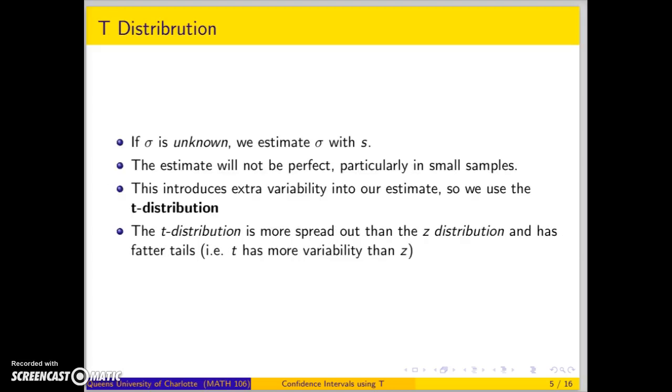So let's talk about the t-distribution. It starts with because sigma is unknown, we are estimating sigma with s. So now we have an estimate for sigma being used to help generate an estimate for x bar. So there is an extra variability, which we need a distribution that is almost the same as z, but a little bit more spread out, which is what the t-distribution is.